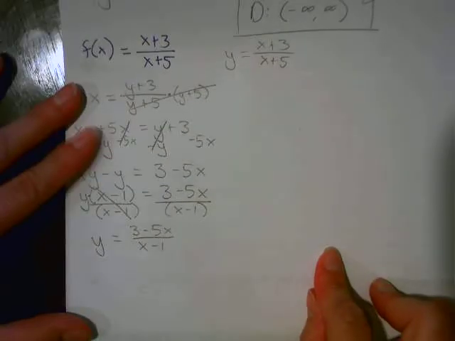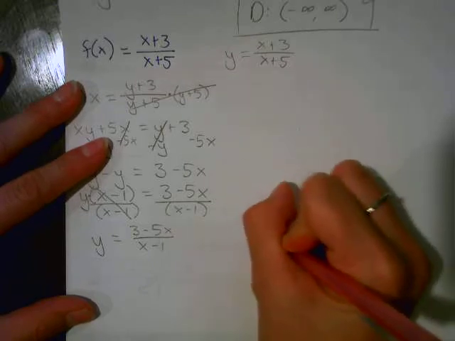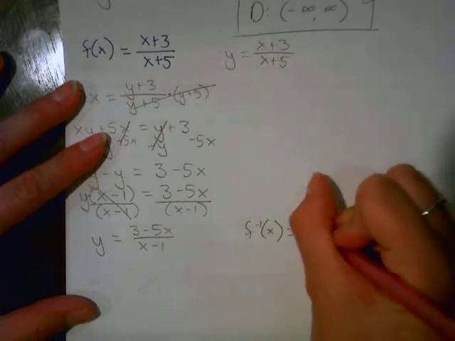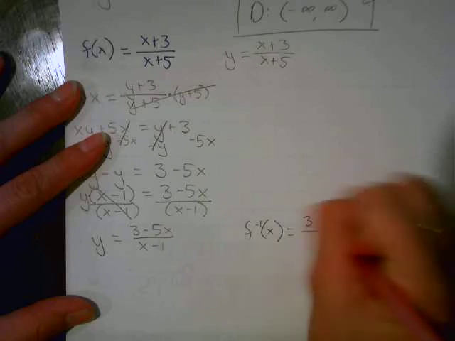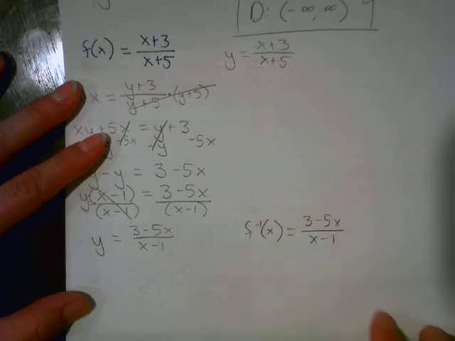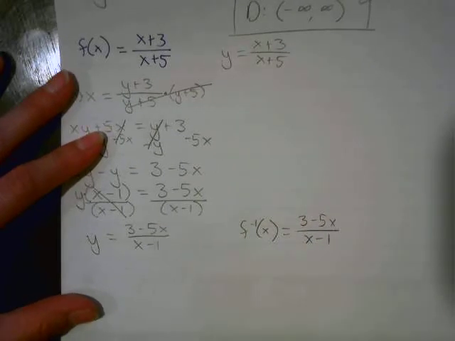So this is going to be my inverse. F inverse of x equals (3 minus 5x) all over (x minus 1). Great. Okay, now let's think again about our domain restrictions.